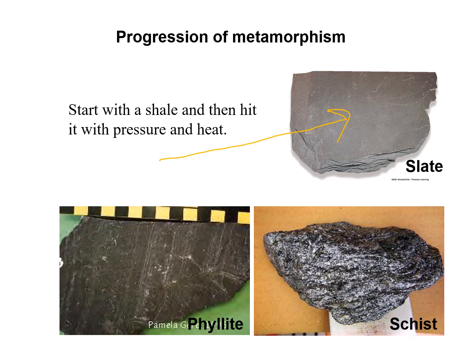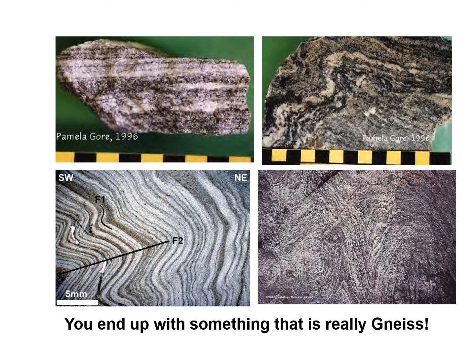The slate, hit with more heat and pressure, turns into something called phyllite. Phyllite is a little bit shinier, sort of midway between slate and the next rock, which is schist. Schist is green, shiny, flaky crystals generally. And after that, you hit that with heat and pressure, and you can end up with gneiss.